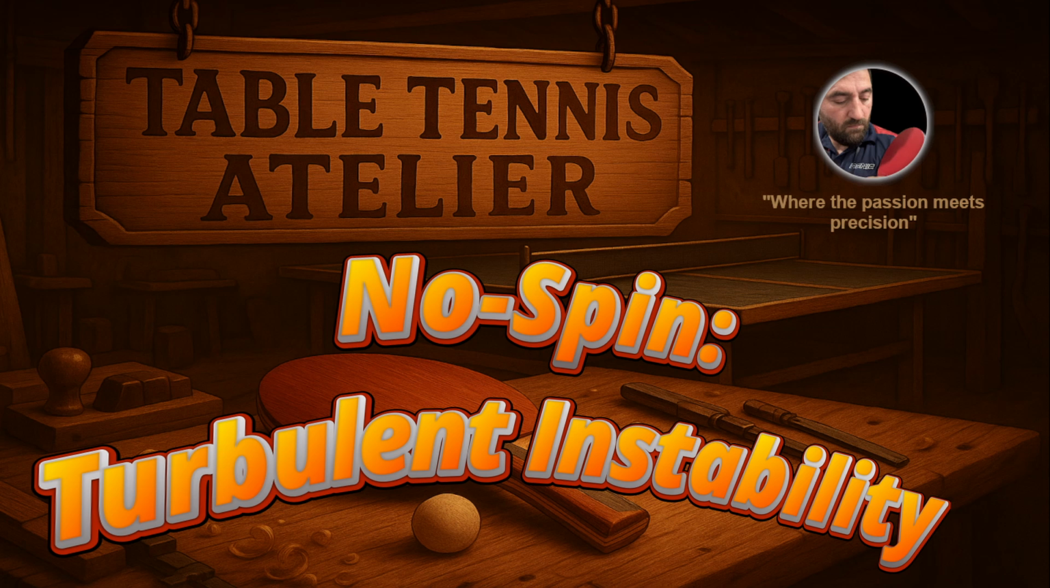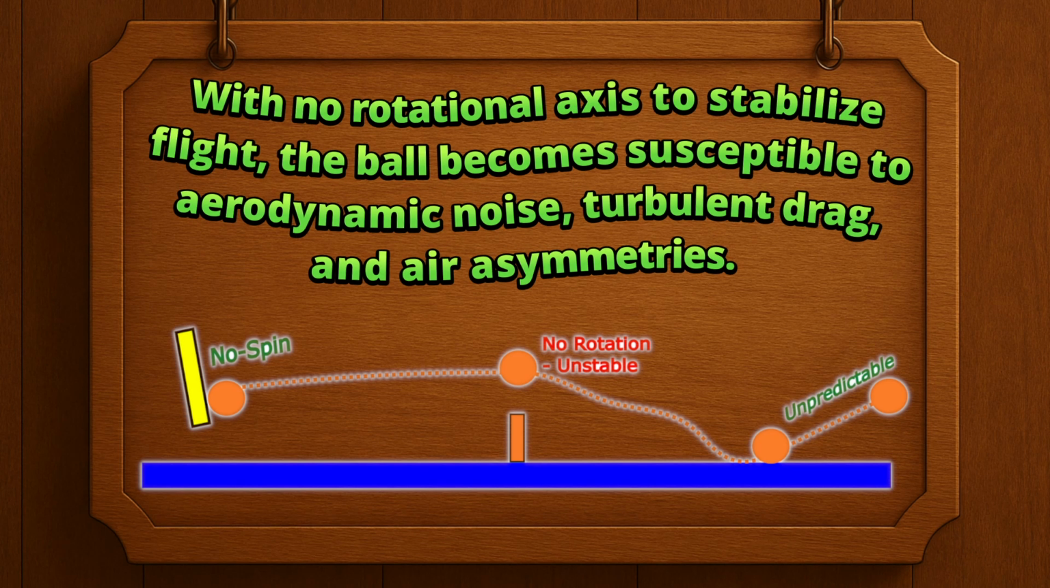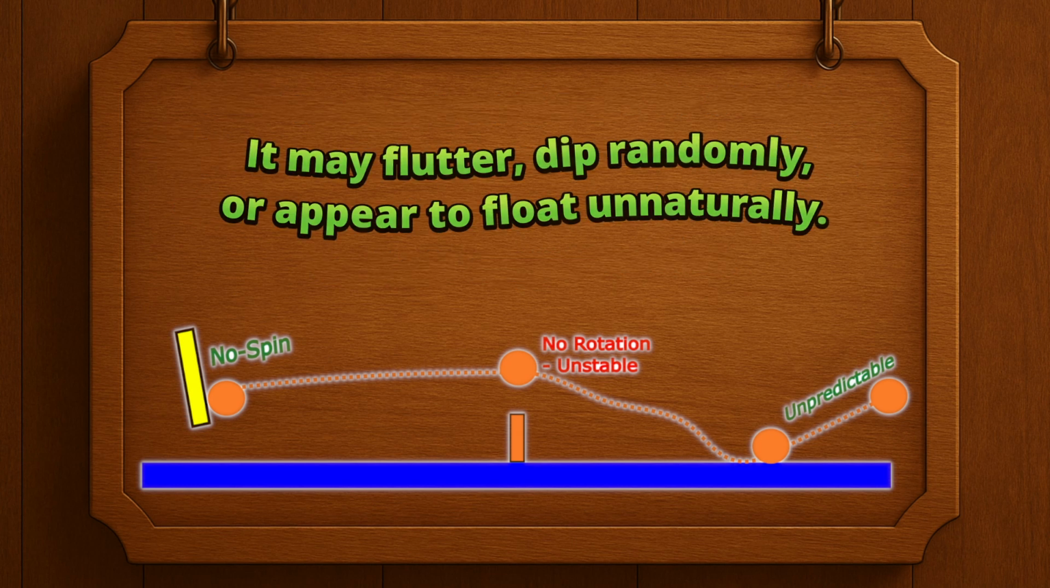No spin, turbulent instability. No spin, or zero rotation, is a special case. With no rotational axis to stabilize flight, the ball becomes susceptible to aerodynamic noise, turbulent drag, and air asymmetries. It may flutter, dip randomly, or appear to float unnaturally.